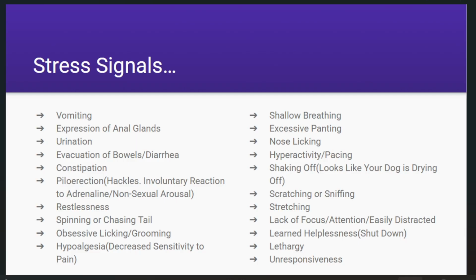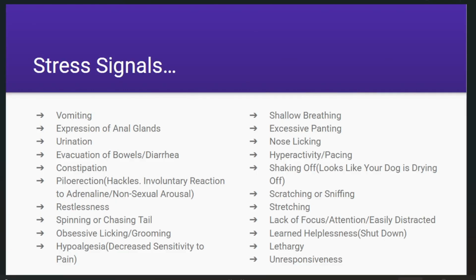All right, so we have urination, self-explanatory. Evacuation of bowels and diarrhea, self-explanatory. Constipation, self-explanatory. Piloerection, which is an involuntary reaction to adrenaline or non-sexual arousal. Restlessness, spinning or chasing tail, excessive licking or grooming. Hypoalgesia, that's the best I can say that word. That's a decreased sensitivity to pain. Shallow breathing, excessive panting, nose licking, hyperactivity, pacing. Hyperactivity could also be known as the zoomies. Shaking off, looks like your dog is drying off, but there's no water.